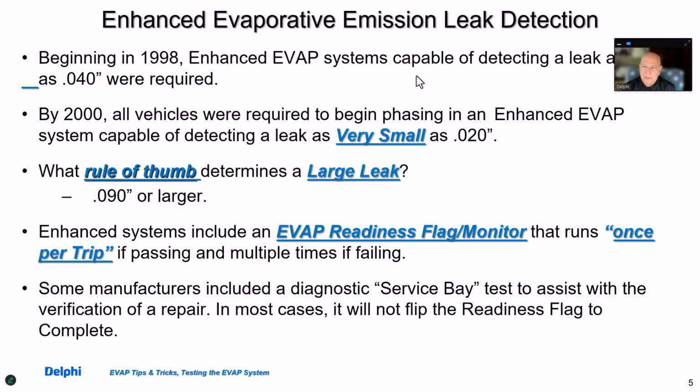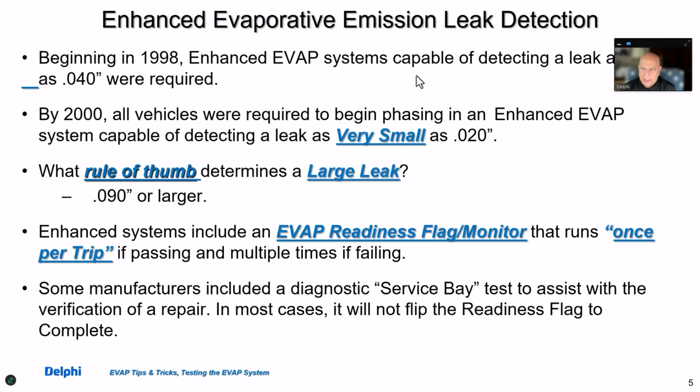By 2000, all vehicles had an enhanced system capable of detecting a very small leak, as little as 20 thousandths of an inch. The rule of thumb for a large leak is that it's larger than 90 thousandths of an inch. So keep that in mind. It doesn't have to be a cap-off type thing. It can be a hole in a plastic line. It could be a diaphragm that's ruptured and sucking air.